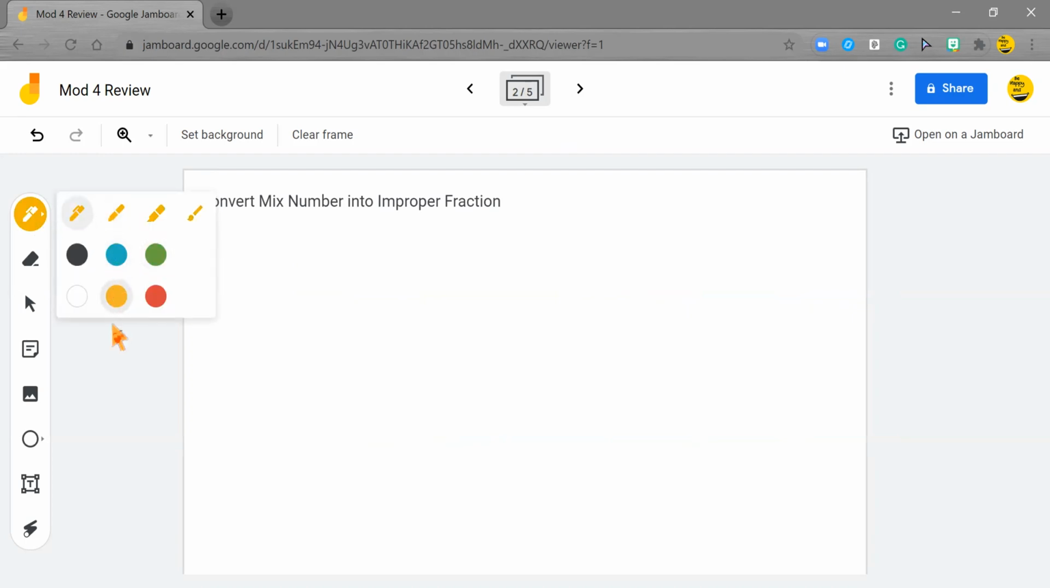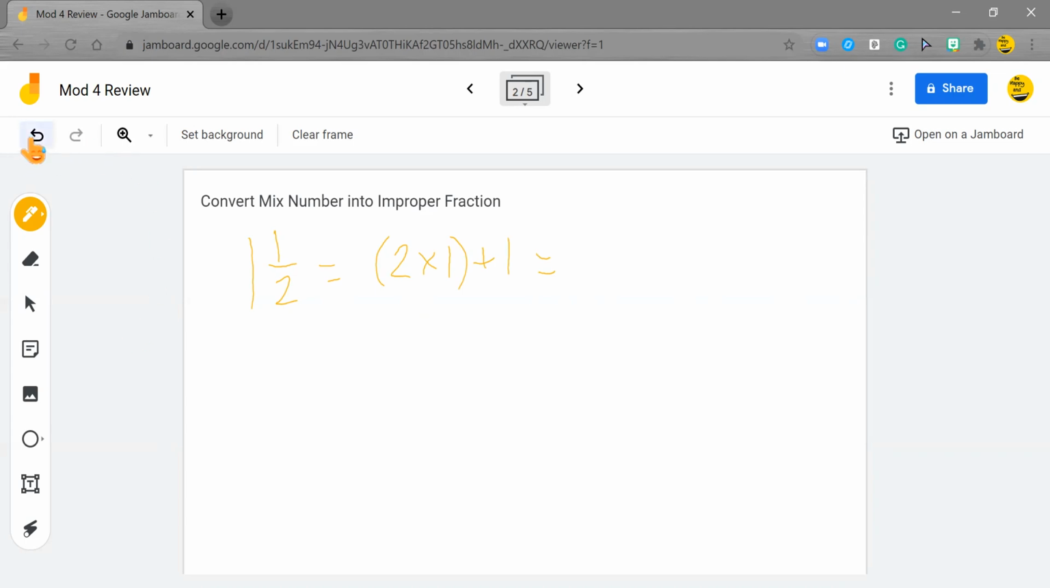So say I have 1 and 1/2, you guys. Remember, I take the denominator, multiply the whole number, and add the numerator. 2 times 1 is 2, and I add 1, which gives me 3. Then my answer is 3/2. It's the exact same thing, just improper.